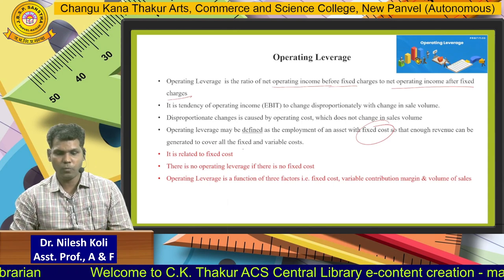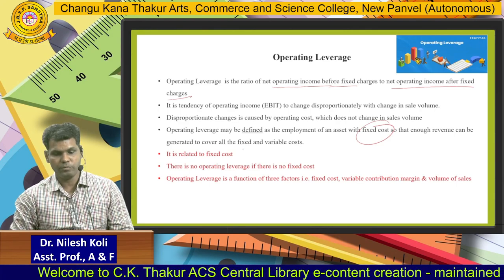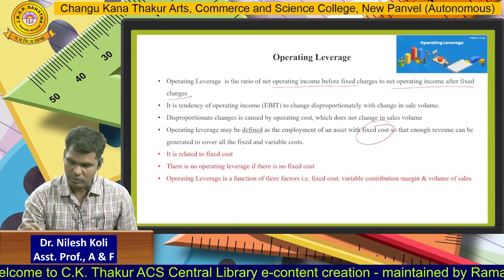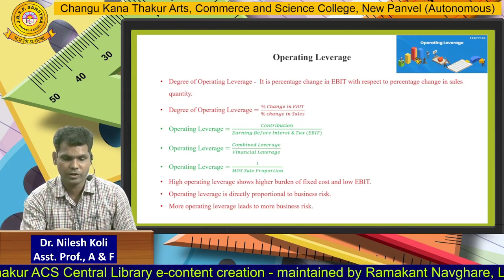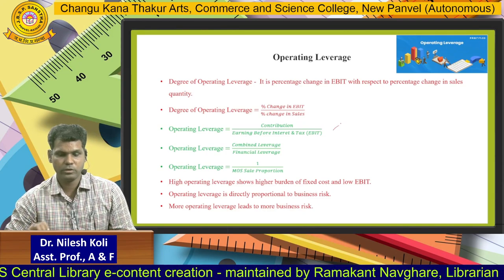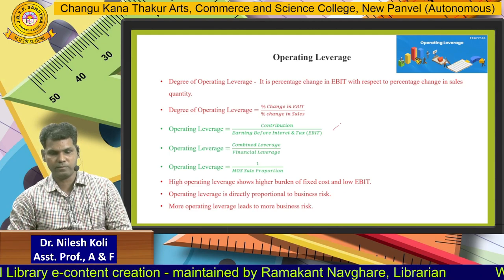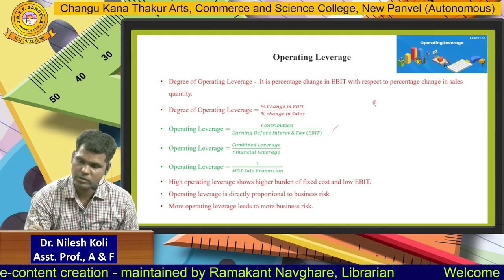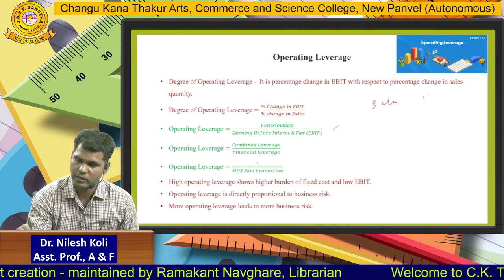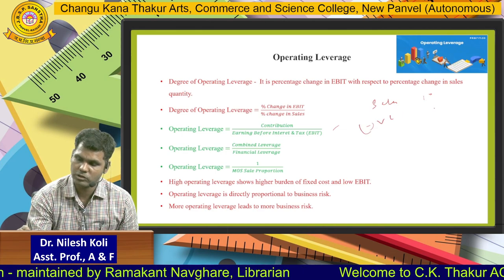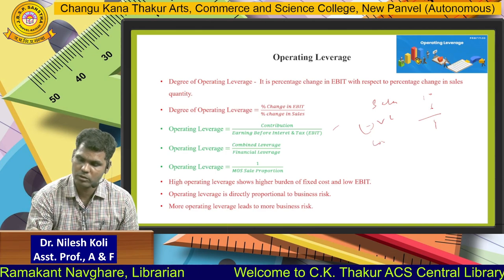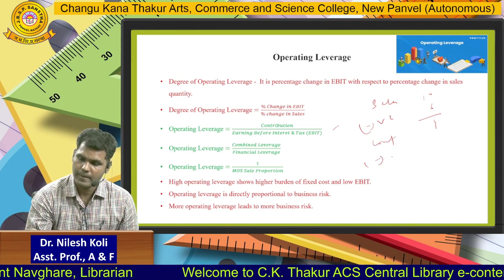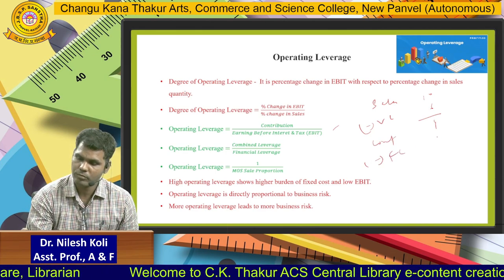If there is no fixed cost, there is no operating leverage. Let me go through the formula: operating leverage is equal to contribution upon earnings before interest and tax, EBIT. Now I am drawing here: suppose sales is 10, less variable cost is 6, so 4 is the contribution, less fixed cost.